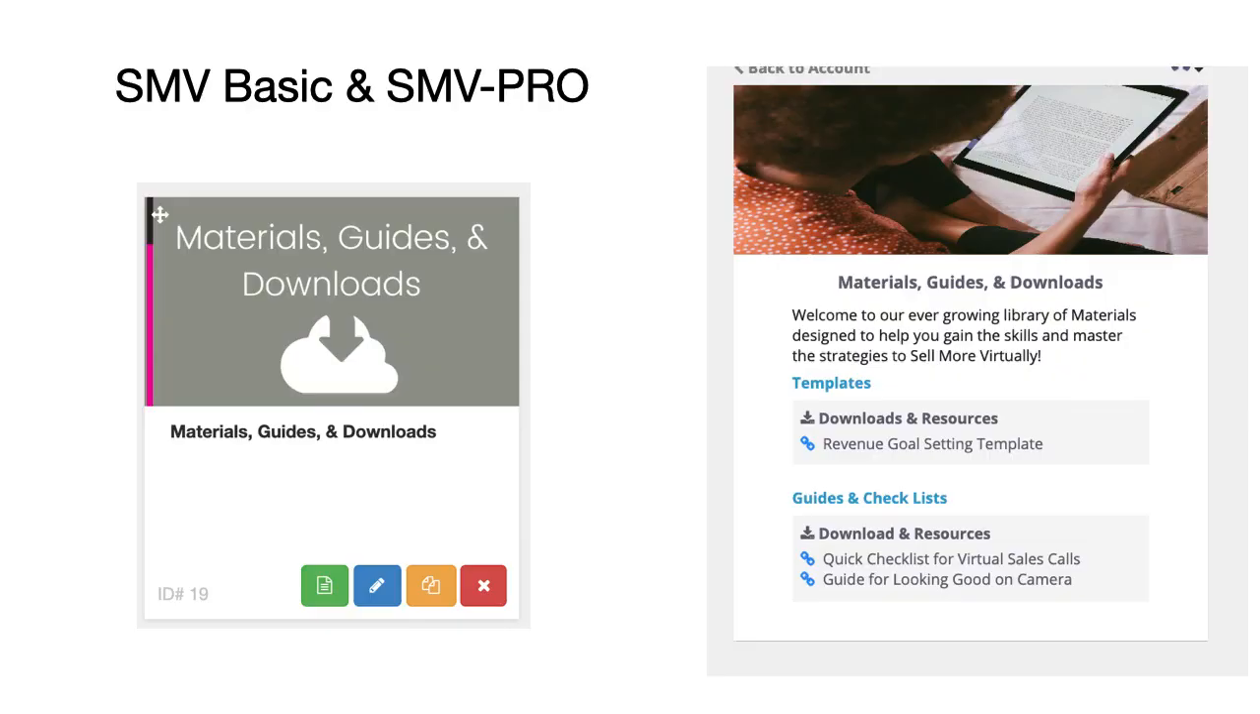Now, there are a couple of things that both SMV Basic and SMV Pro members will see on their membership site. The first one is materials, guides, and downloads. When you click on that, it's going to open up and you're going to see some of the things that we have already uploaded. This is going to increase month by month. We're starting off with kind of a skeleton crew here, but I promise you that we're going to be filling in. I have lots of things to fill in. It's just a matter of refining the right timing to bring it to you.